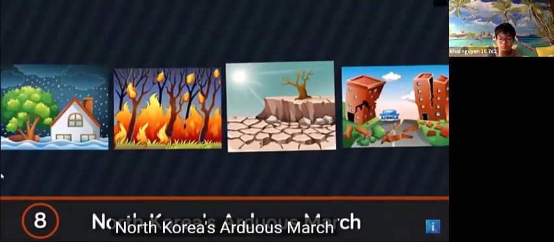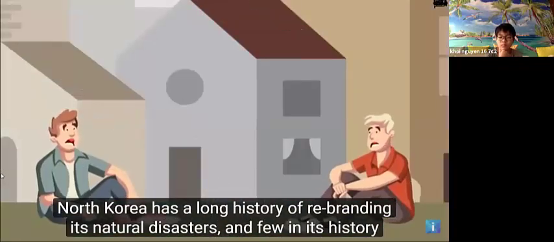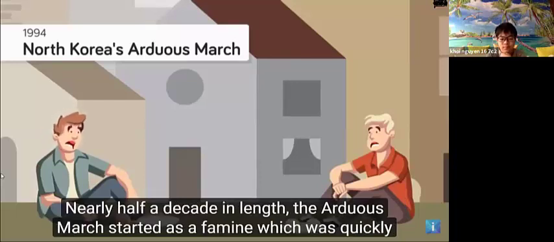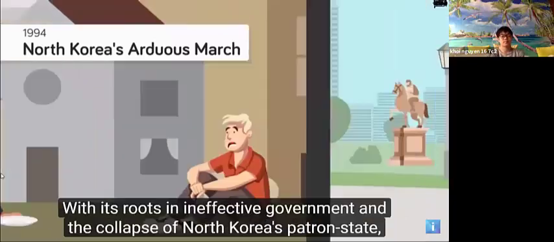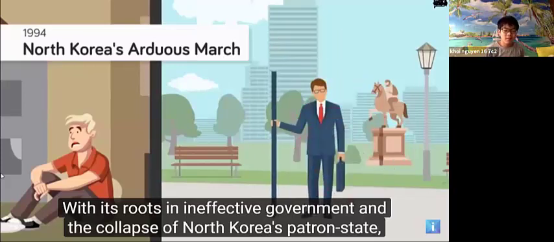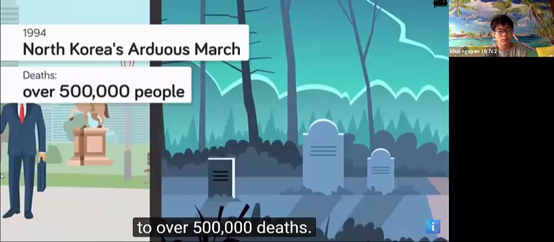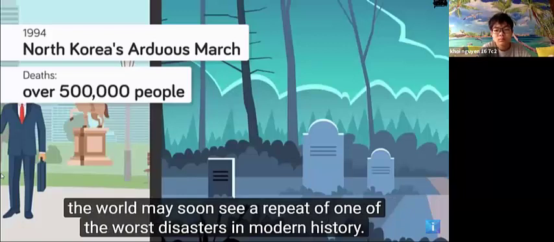8. North Korea's arduous march. North Korea has a long history of rebranding its natural disasters, and few in its history were more devastating than the arduous march that began in 1994 and lasted for 4 years, nearly half a decade in length. The arduous march started as a famine, which was quickly exacerbated by a series of natural disasters. With its roots in ineffective government and the collapse of North Korea's patron state, the Soviet Union, natural disasters intensified the effects of the resulting famines, leading to over 500,000 deaths. Recently, North Korea has warned its citizens that another arduous march is incoming, and the world may soon see a repeat of one of the worst disasters in modern history.